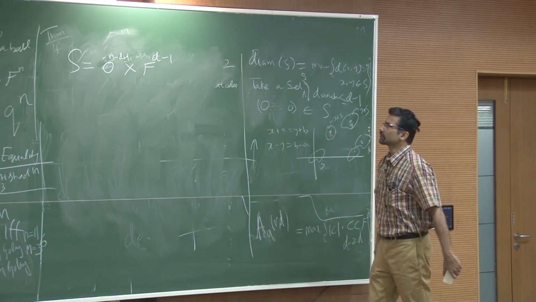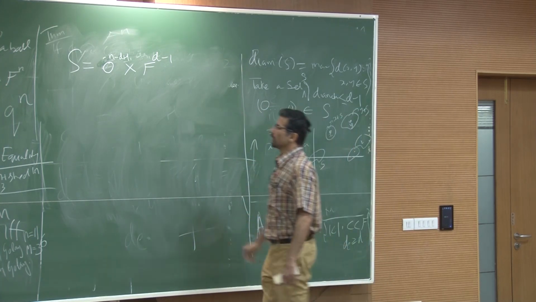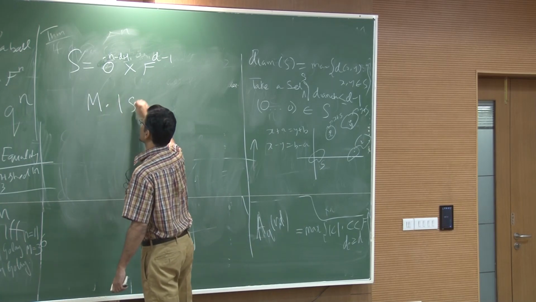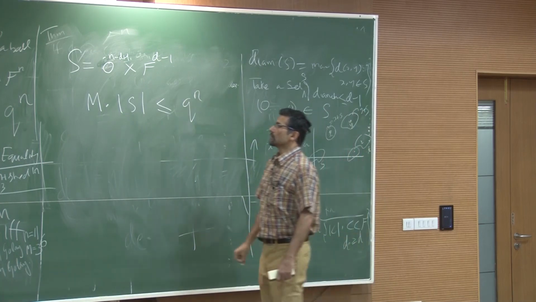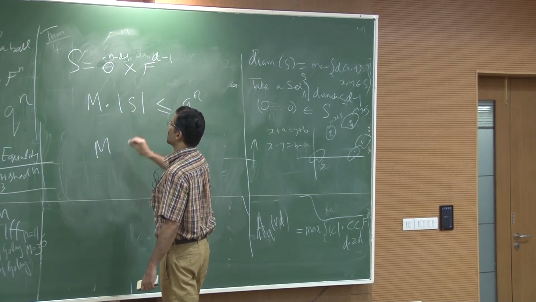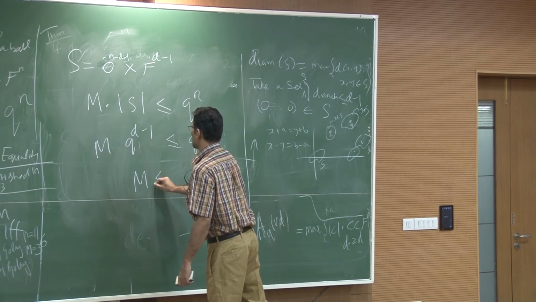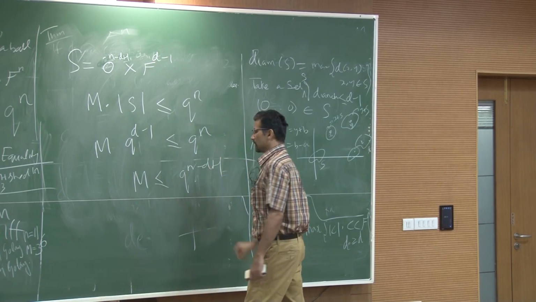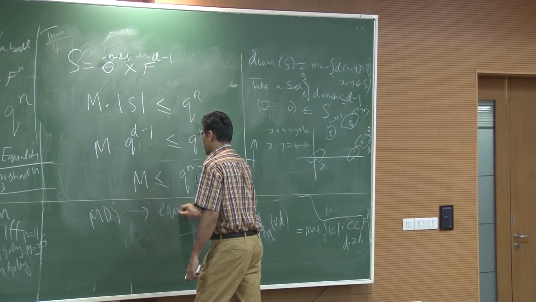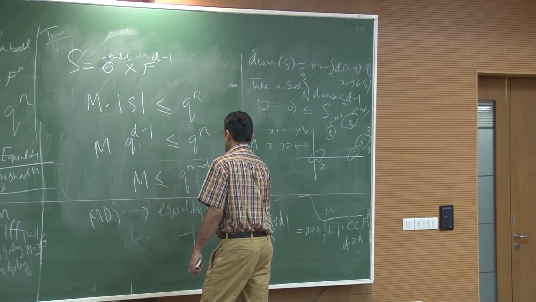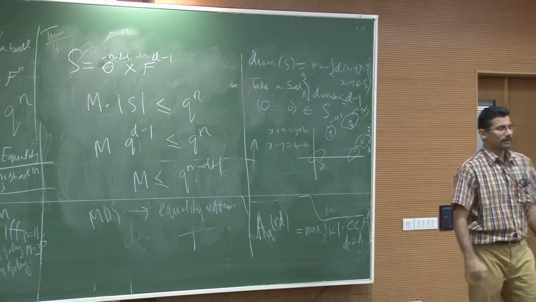Okay. So then what can you say? I go back to the same thing. M times the size of S is less than or equal to q to the n. Once again, because it's the same argument. So what does that tell me? What is the size of this set? Q power d minus 1. So m is less than or equal to q power n minus d plus 1. So MDS codes, without going into what this acronym is, equality is attained in this.